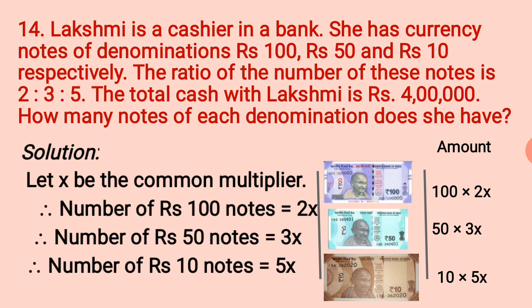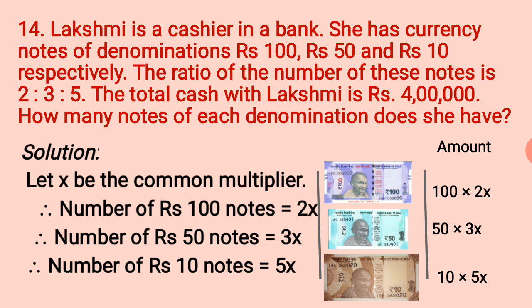Now children, if you have 2 notes of 100 rupees, how much money do you have? It is very simple. 2 multiplied by 100, that gives you 200 rupees. If you have 15 notes of 100 rupees, it is 15 multiplied by 100, that is 1500 rupees. Here, this Lakshmi has 2x number of 100 rupee notes. So, the amount with her will be 100 multiplied by 2x. That is written on the screen. You can see it over there.